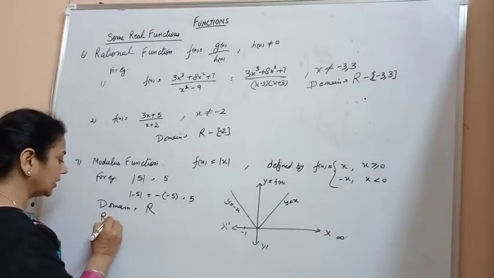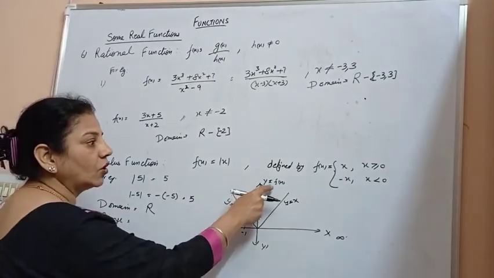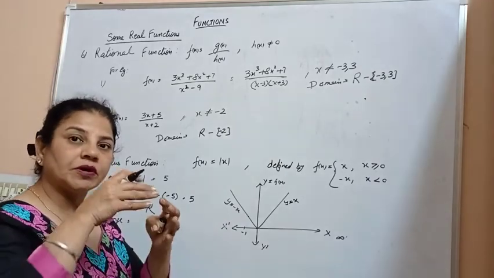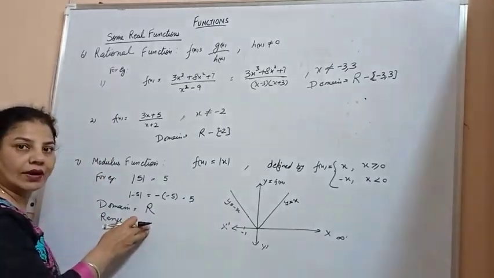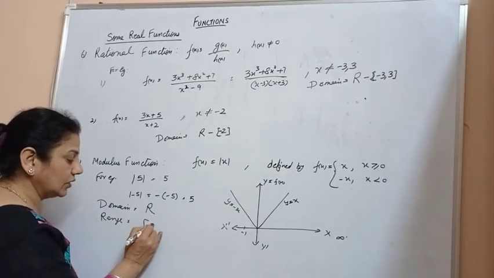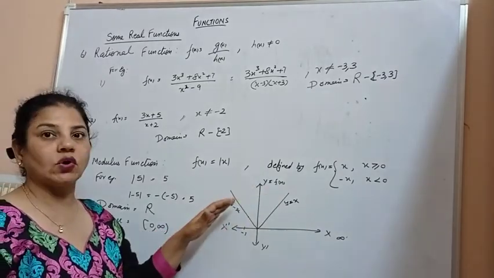When we talk about the range of this function, range is what? Range is the corresponding value of f(x). When you give a value to x, the corresponding value of f(x) will be the range of the given function. So you give the value of x as 0, you will get 0 to infinity, because the result of f(x) is always positive.